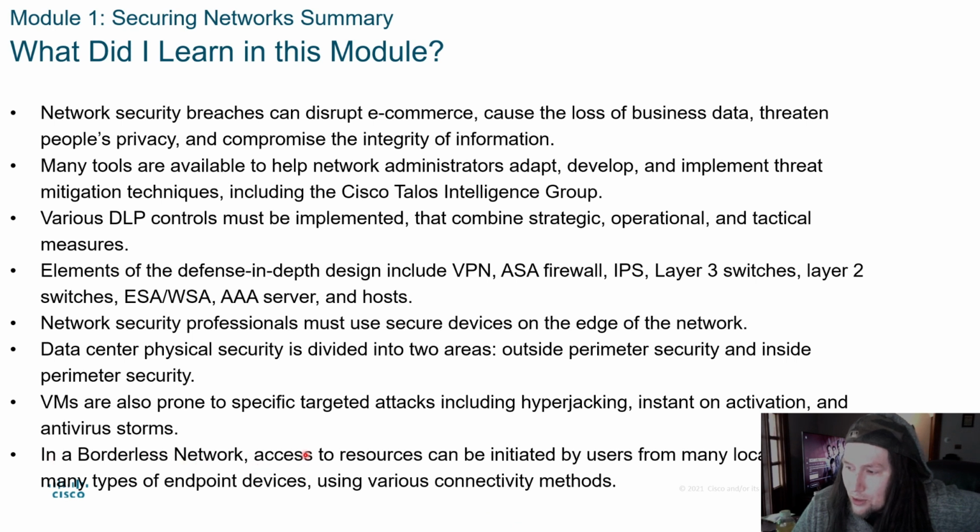In a borderless network, access to resources can be initiated by users from many locations on many types of endpoint devices using various connectivity methods. So, BYOD, bring your own device. I feel like a lot of companies have that unlocked though too, right? These days, you're either allowed to access your work stuff without a VPN or you're not, one or the other.